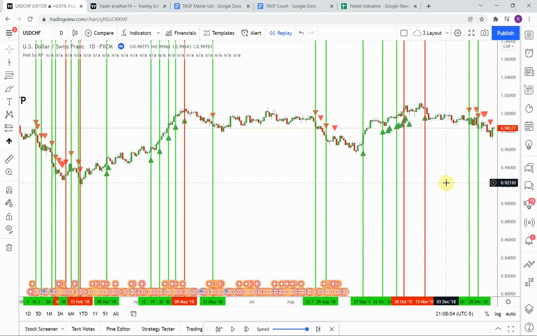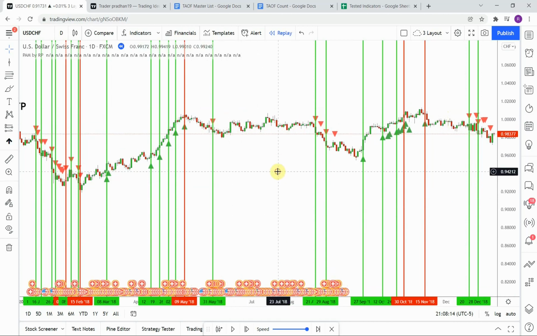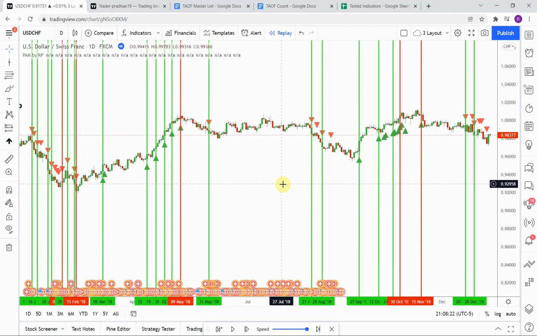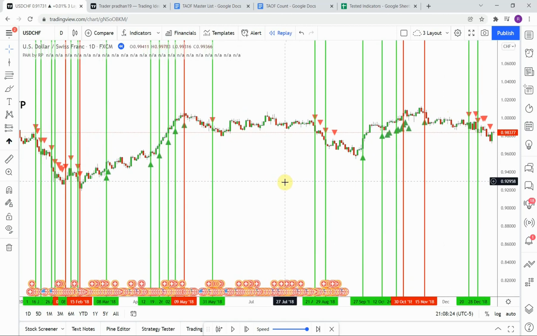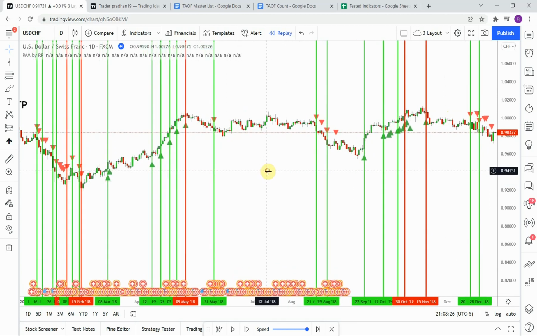And I did notice that during the consolidation period of price action, it seemed to keep us pretty much completely out of the market, which is another extremely important aspect of a good indicator. And so yeah, all in all, this is a very solid indicator.